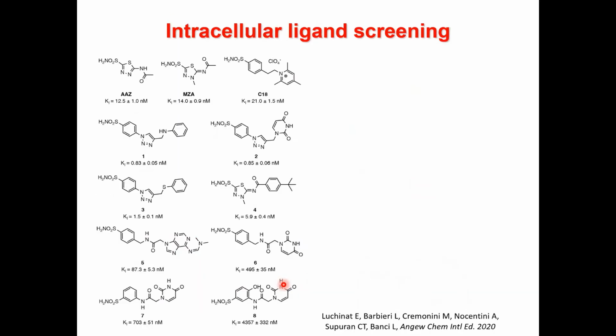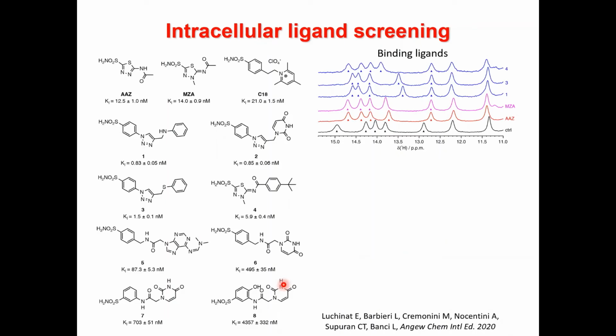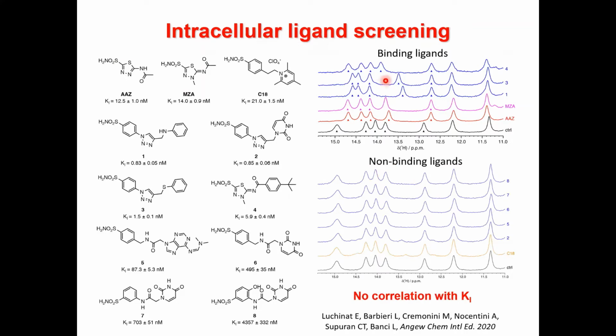So that's what we did in the first place. By testing a series of these experimental compounds, plus 2 approved drugs, acetazolamide and methazolamide, we could easily identify those that could penetrate the cells and bind the target, whereas for several others it was easy to see from the spectra that they didn't bind the protein at all. And by the way, this did not correlate clearly with the Ki.